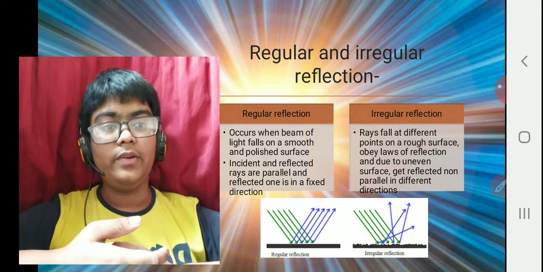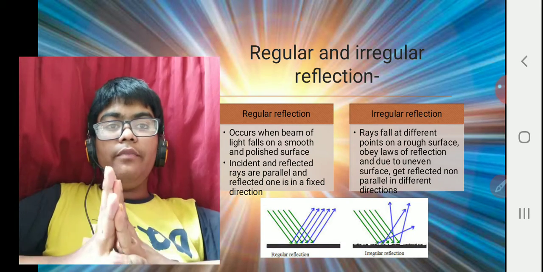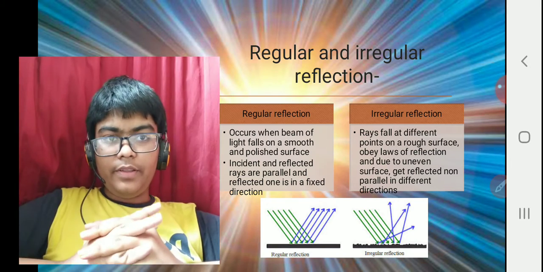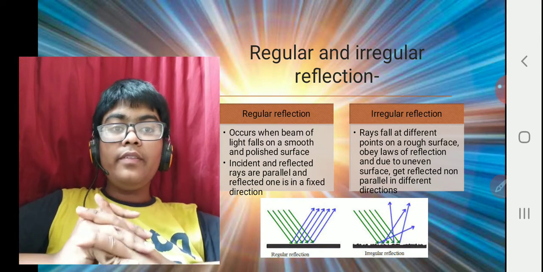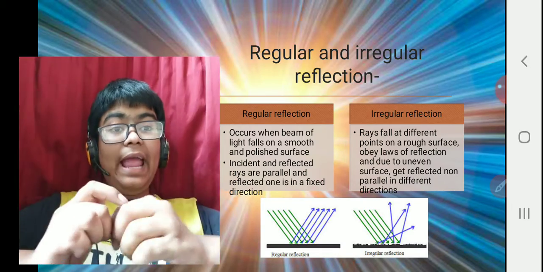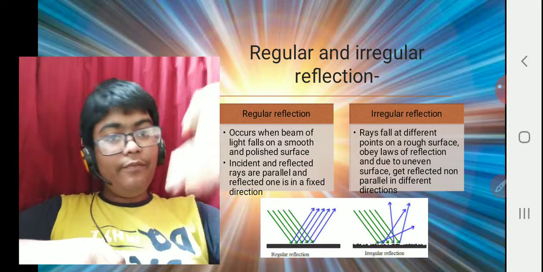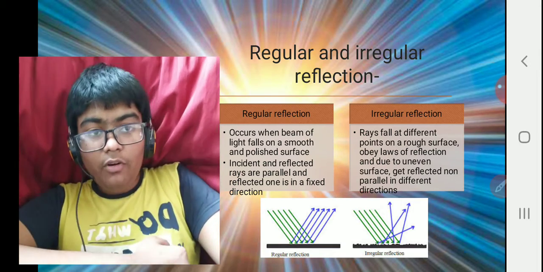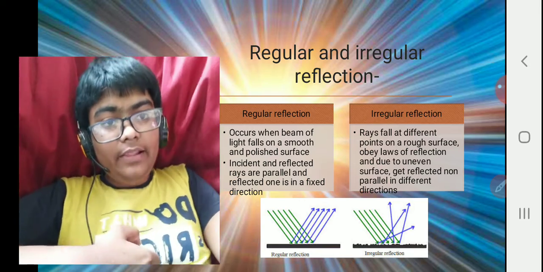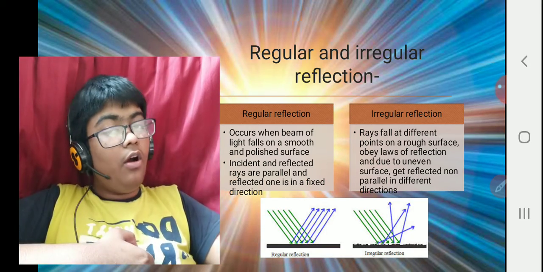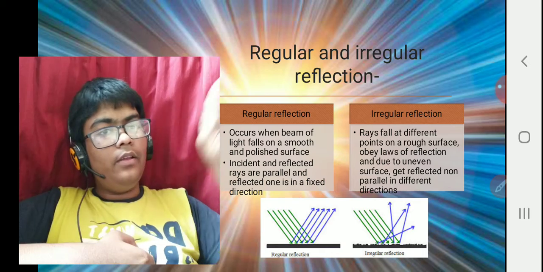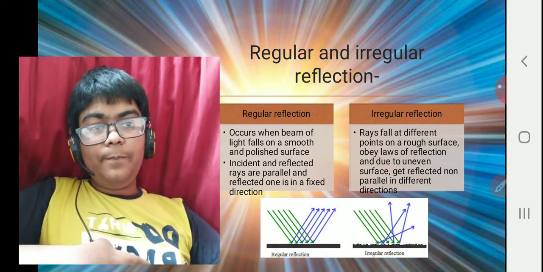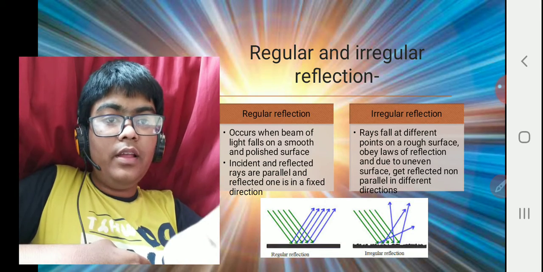Regular and irregular reflection. Regular reflection occurs when a beam of light falls on a smooth and polished surface. Incident rays and reflected rays are parallel to each other, and the rays are reflected in one fixed direction, as you can see on the screen. All the incident rays are parallel to each other, and they are falling on a very smooth surface. On obeying the laws of reflection, they go back with the same direction and same angle. So therefore, this is regular reflection.